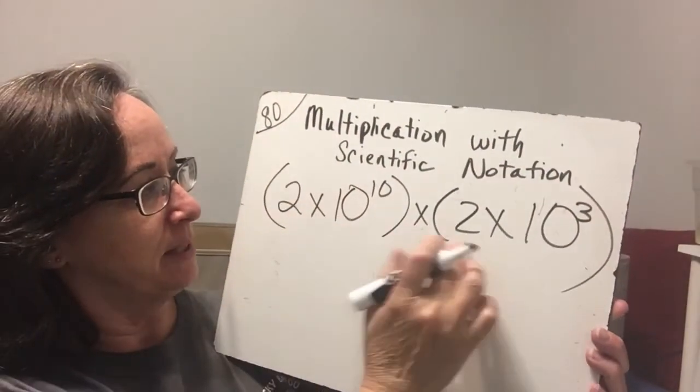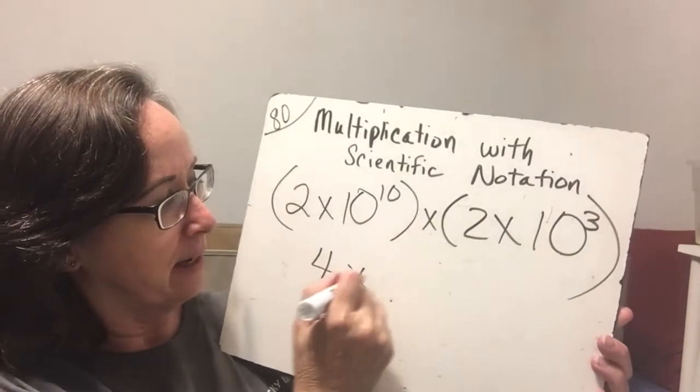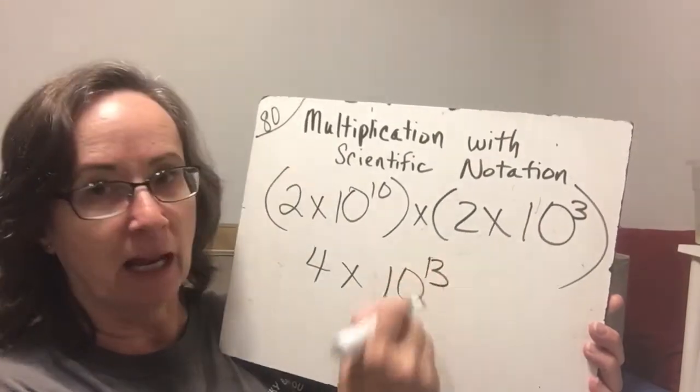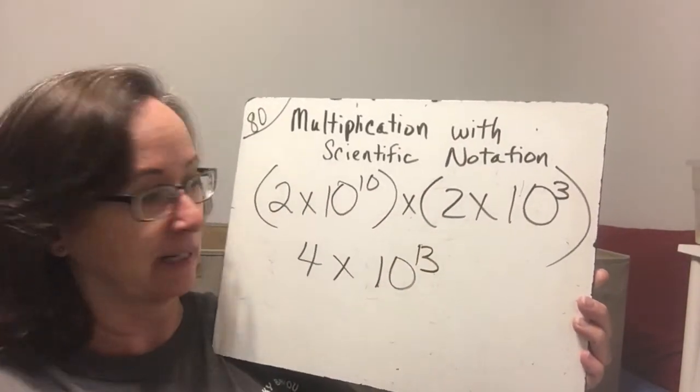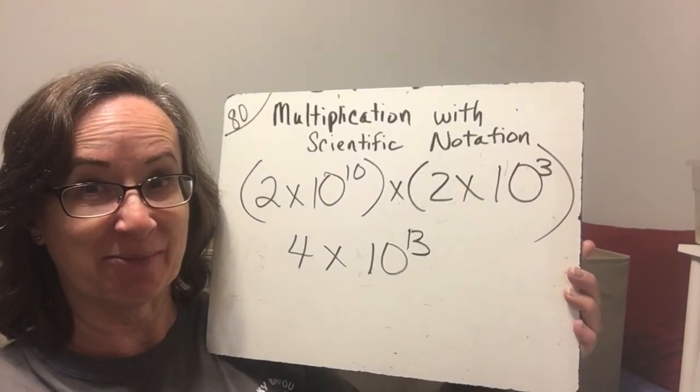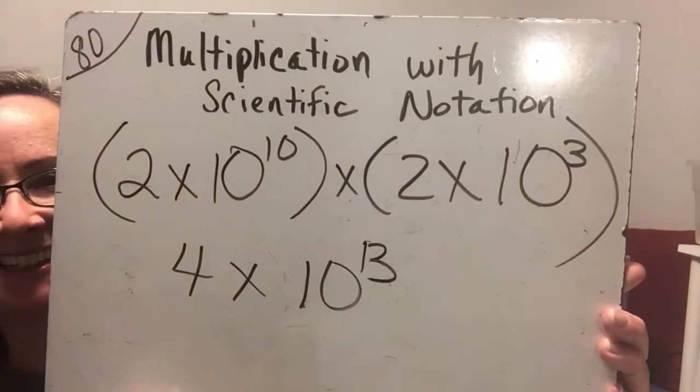Okay, so 2 times 2 is 4. Times 10. 10 plus 3 is 13. Wow, that's a lot of zeros. 4 with 13 zeros after it would be the standard form. I'm not even going to try it.